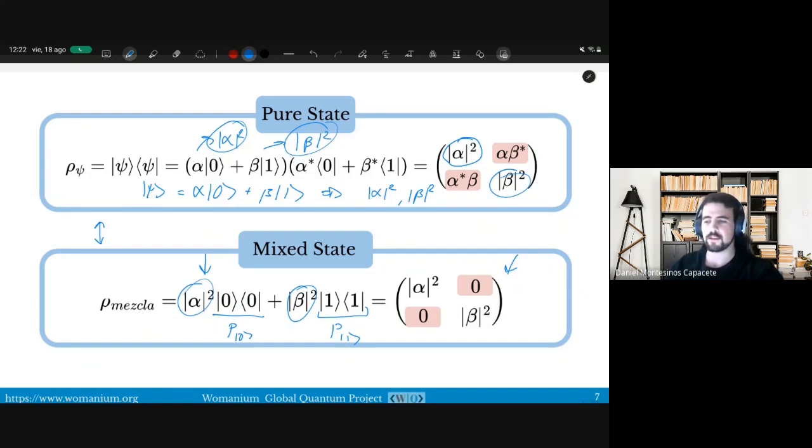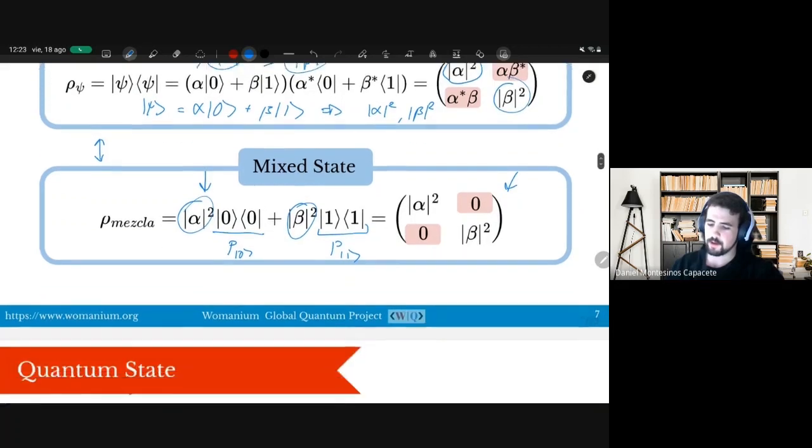And this means that we need some procedure to be able to calculate these non-diagonal terms, because the only difference between the mixed state and the pure state is that we have non-diagonal terms, right?